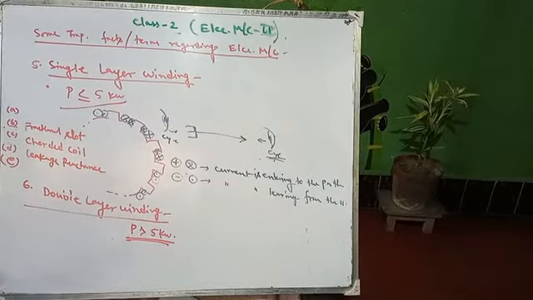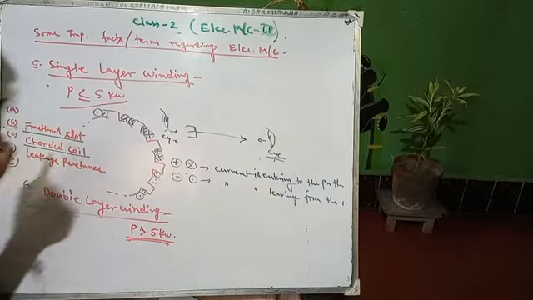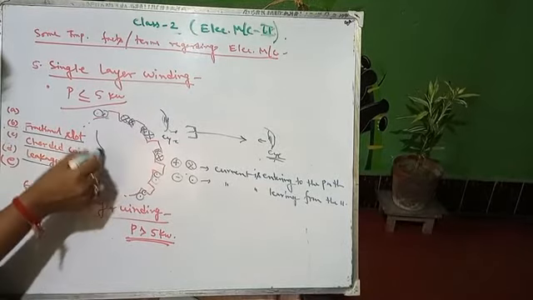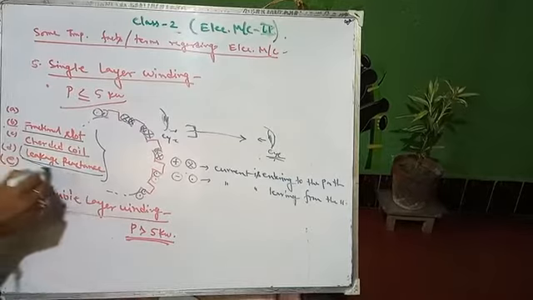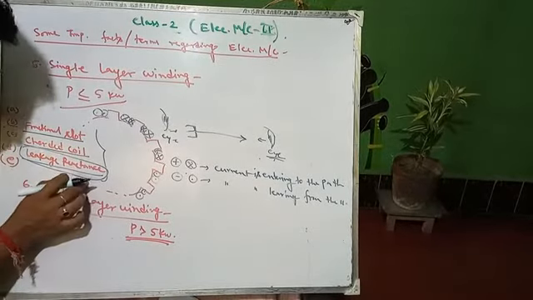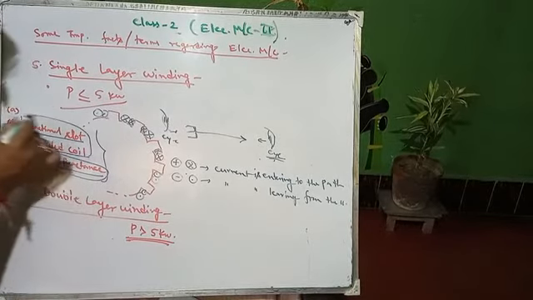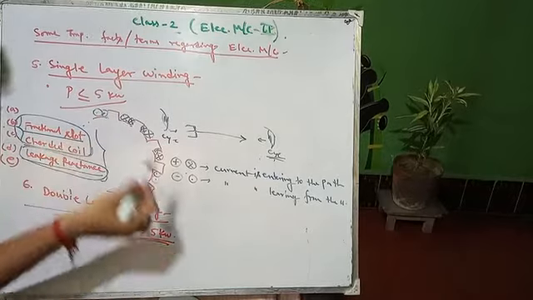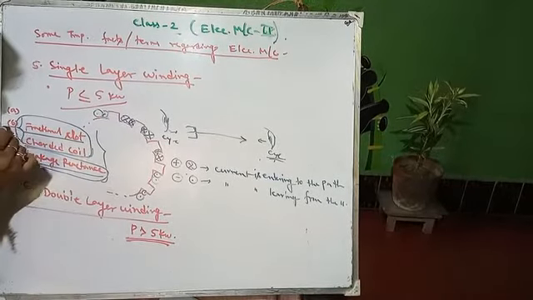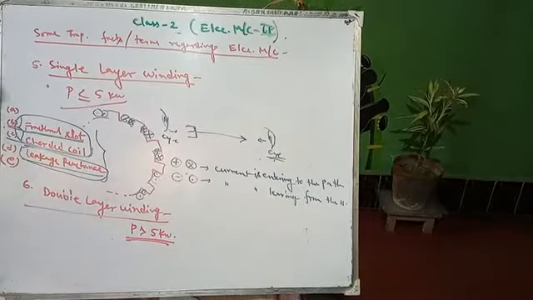So here the terms fractional slot, chorded coil and leakage reactance are three terms. I think all of you are familiar with leakage reactance, but fractional slot and chorded coil I will discuss in the next classes, so just wait for these two terms.